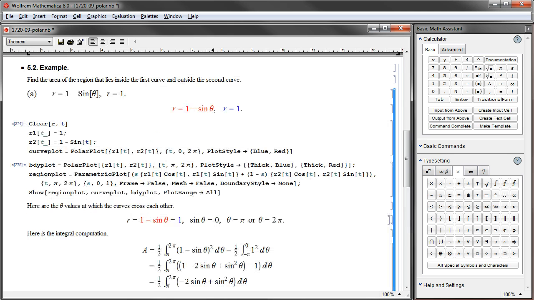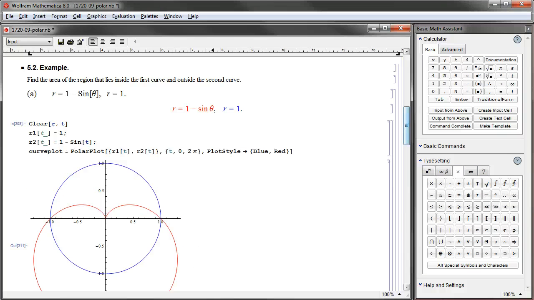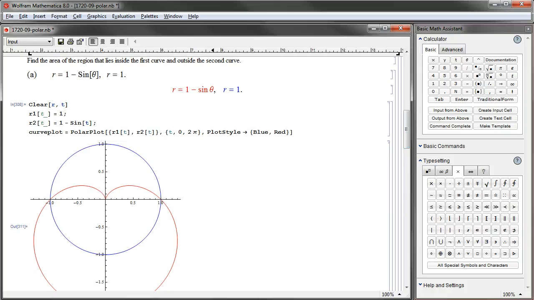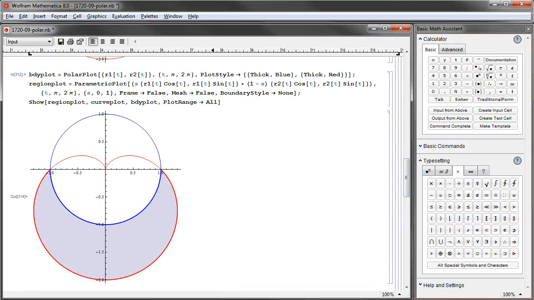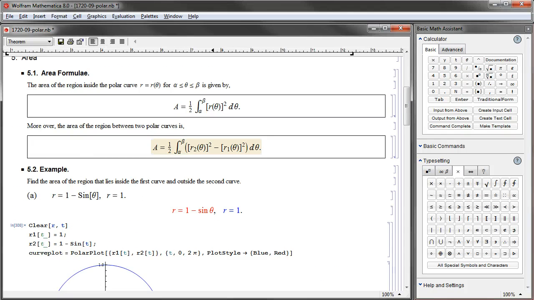Here's an example. Find the area of the region that lies inside the first curve and outside the second curve. So inside this red cardioid, outside the circle, we're talking about the crescent region highlighted kind of like this. Which is r1 and which is r2 in this formula is pretty straightforward. r1 is the circle, so this is going to be 1 squared, and r2 is the cardioid, (1 minus sine of theta) quantity squared.